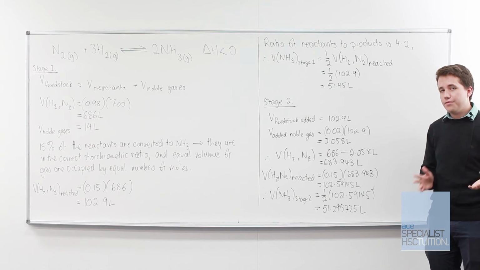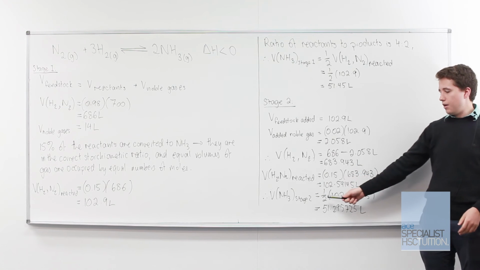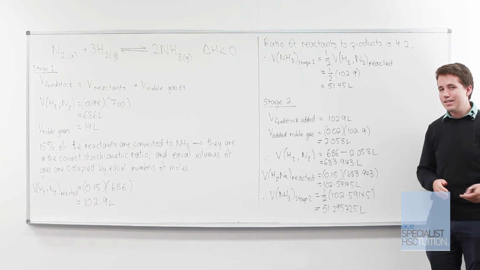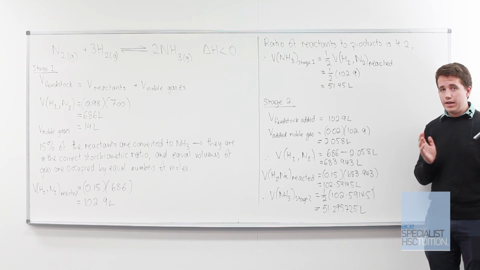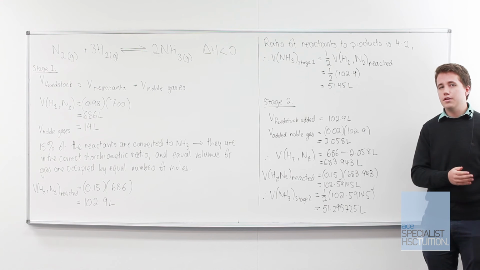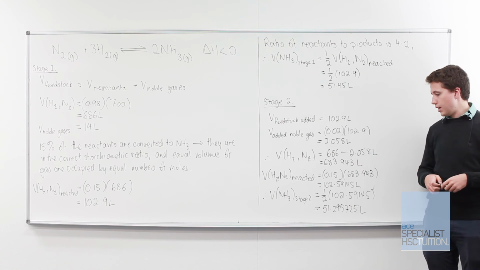But again, we have to apply our 15% yield. So we apply the 15% and we find that 102.59145 litres of the reactants will actually participate in the reaction. This is what we expect because now that more noble gases have accumulated in the reaction vessel, we would expect that a slightly smaller amount of the reactants will be participating in the reaction than they were in stage 1.